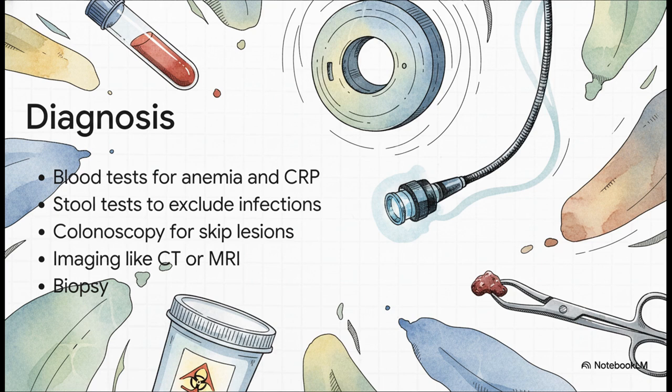But the absolute gold standard confirmation? That's a colonoscopy, which lets us visually identify those skip lesions and that cobblestone mucosa firsthand. CT or MRI enterography is also fantastic for revealing the deep structural issues like bowel wall thickening and those fistulas. And finally, a biopsy might just hand us that classic granulomatous inflammation.